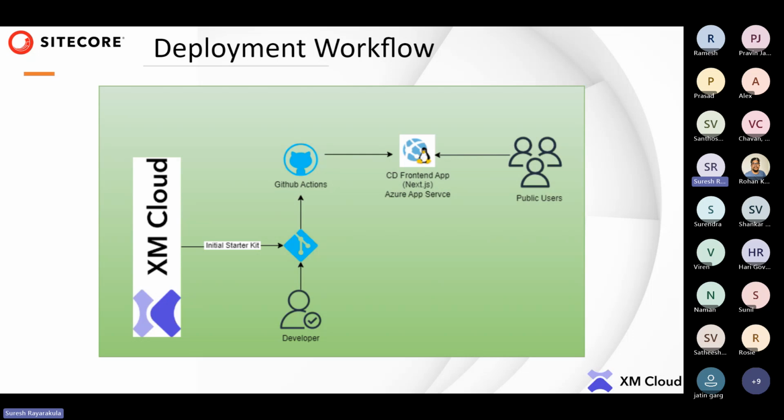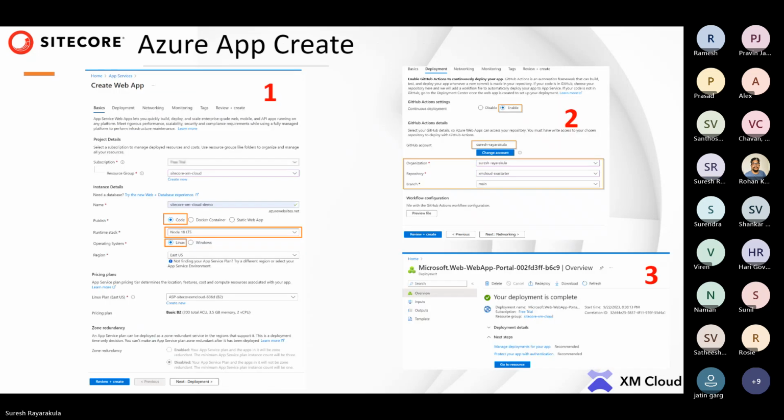To do this, first we need to create a web app in Azure. When setting up the Azure app, ensure that you input the appropriate subscription, resource group, and name. Here are the crucial details to remember. Choose code, so we need to publish code, and we need to select the runtime stack like Node.js 18 LTS, and we should select the operating system like Linux.